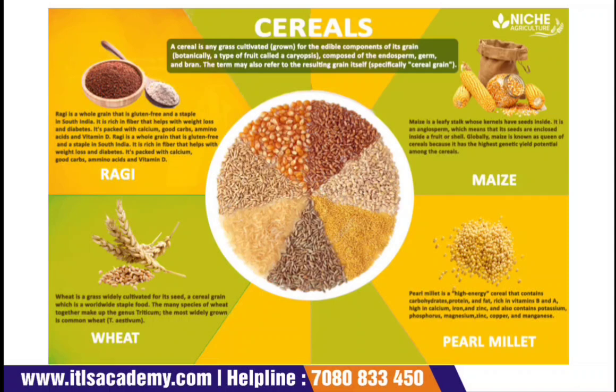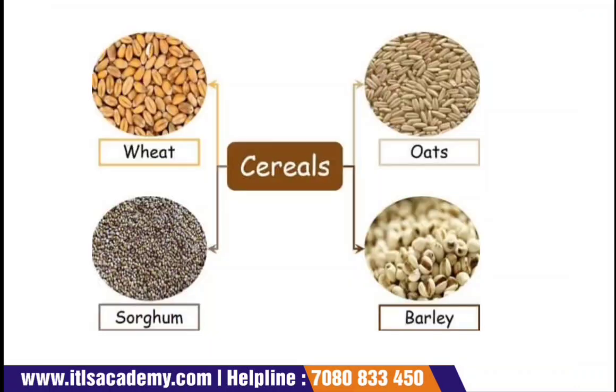But apart from carbohydrate, it has a good amount of protein, fat, different types of vitamins, that is A and B, and it is high in calcium, iron, even zinc. So a person who has a deficiency of zinc can consume pearl millet, and it is widely used by people. So those are the different types of cereal that are available in the market.